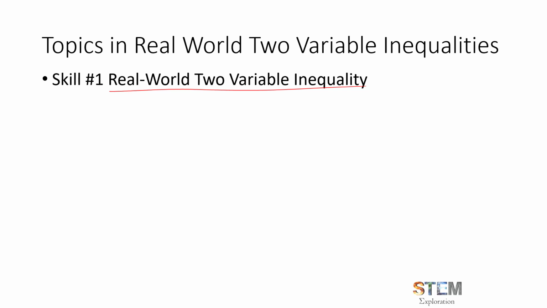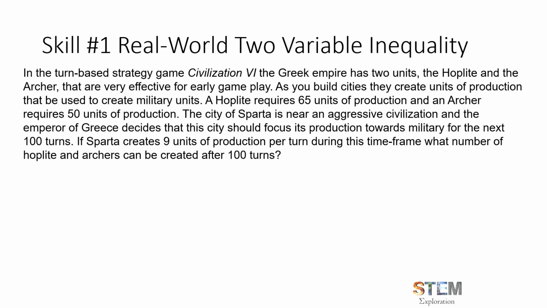and what some of these examples might look like. So with this specific situation, I'm going to go to one of my favorite video games. It's a turn-based strategy game called Civilization 6. So we're going to go through this problem, we're going to look at all the different aspects that are typically involved with the two-variable inequality, and then we're going to solve this question.